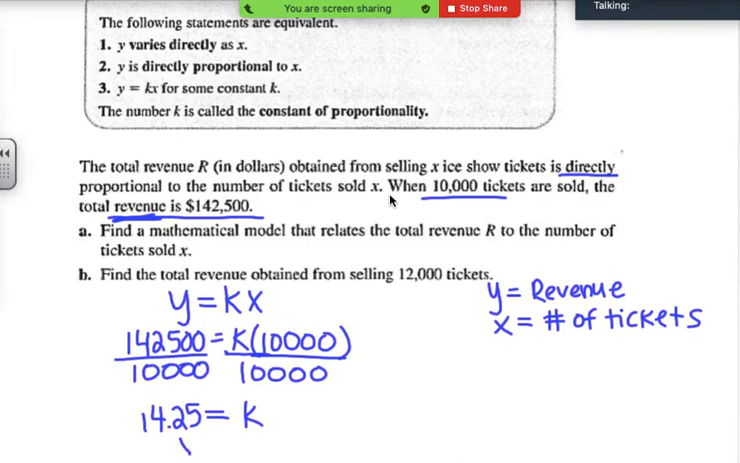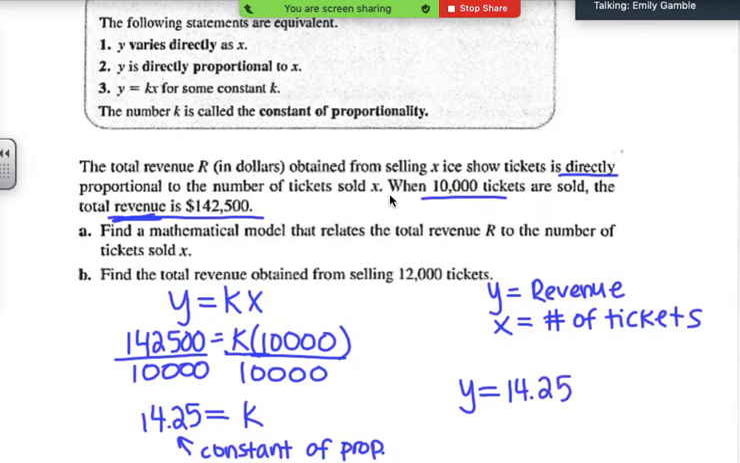Okay, so that means that this is the constant of proportionality, and therefore I can create my final equation. Now that I've solved for k, I know that the equation is y equals 14.25 times x. The constant of proportionality means that it's $14.25 per ticket.